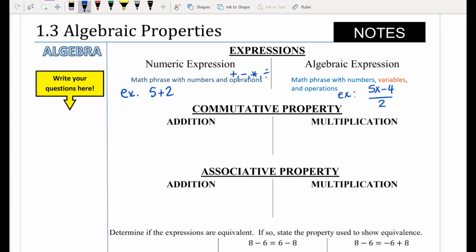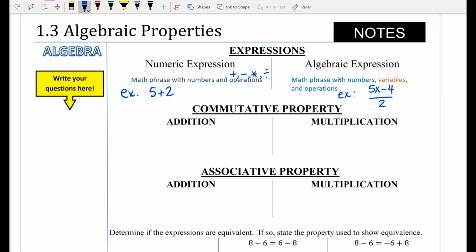An example of a numeric expression would be 5 plus 2, just numbers and operations. Notice there's not an equal sign. I haven't completed that and made an equation, 5 plus 2 equals 7. It's just an expression. Algebraically, an example would be 5 times x minus 4, all of that divided by 2. Now it doesn't have to be that complicated. You can use more than one operation in an expression, whether it's algebraic or numeric.